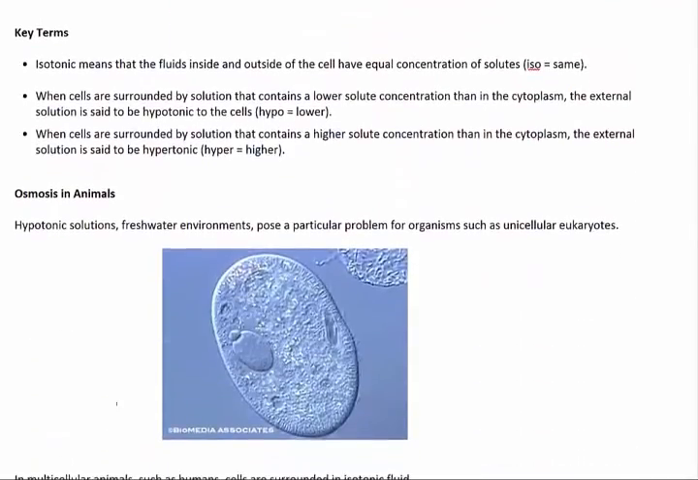There are three key terms that are used to describe the relative concentration of solutes in water on either side of a cell membrane, and these are isotonic, hypotonic, and hypertonic. Isotonic means that the fluids inside and outside of the cell have equal concentration of solutes. Iso equals the same. In this case, water moves in both directions equally across the membrane, or at an equilibrium.